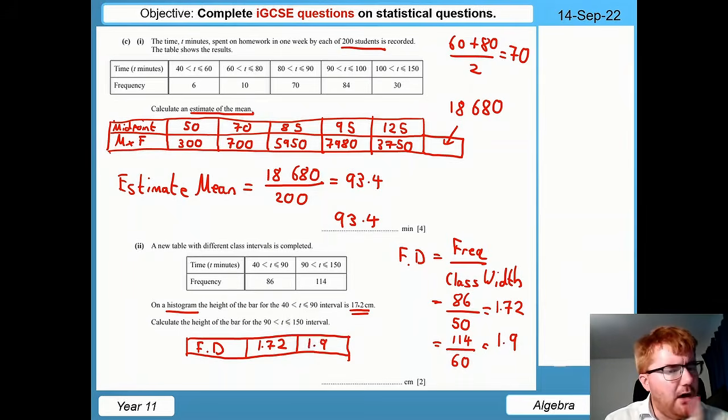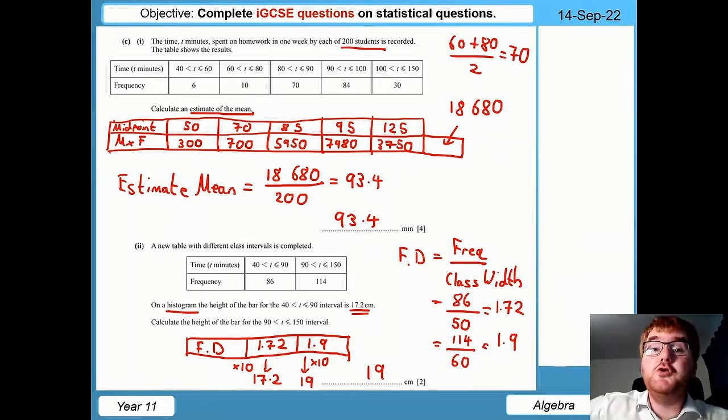Then we look at the actual height on the histogram here. So notice the height on the histogram is 17.2. So what do we do to 1.72 to get to 17.2? Well, we multiply by 10. So we need to do the same to work out the height for the other bar. So we have to multiply that by 10 as well. And that's an easy calculation to do here. 1.9 times 10, that gives us 19, which is going to be our answer for those 2 marks.